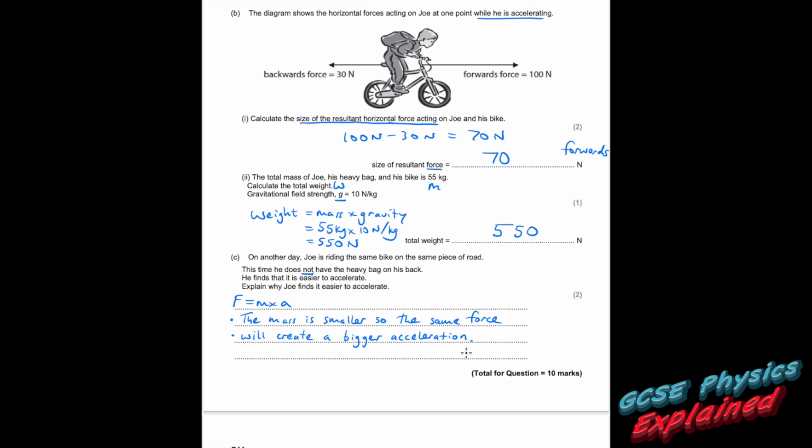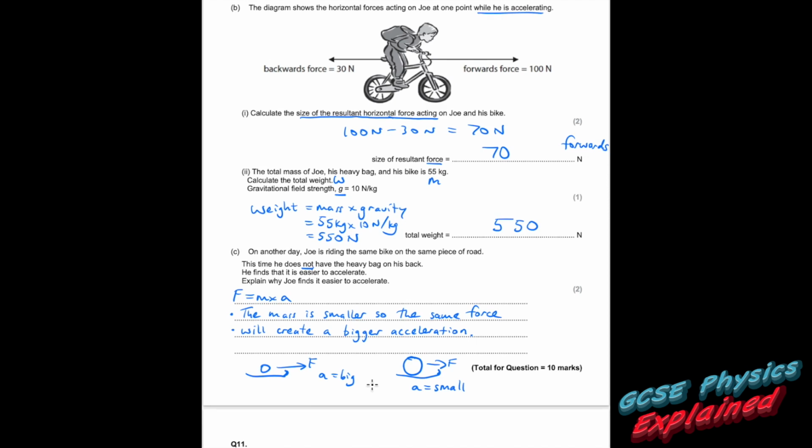Just think about if you're pushing a friend on a sledge. If you've just got a little friend, then your force will make the acceleration big. Whereas if you've got the sledge and you've got a great big friend, that's got a big mass, for the same amount of force, the acceleration will be small. Sledges have got little things on the front, haven't they? That's how I explain it to my students.